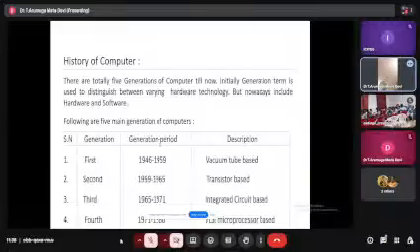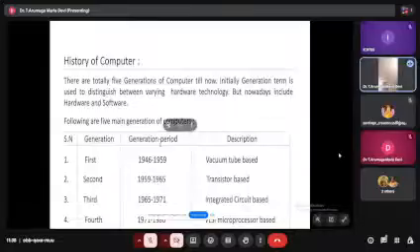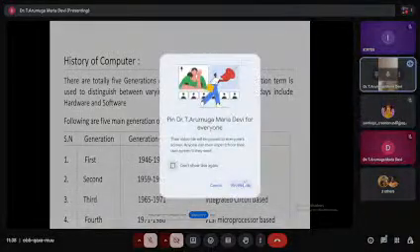Here, the first generation computers focused on the years 1946 to 1959. It is vacuum tube based, and the second generation is transistor based, which replaced all the vacuum tubes in the years 1959 to 1965. The first generation computers, like ENIAC, that means Electronic Numerical Integrator and Computer, are the first generation computers.